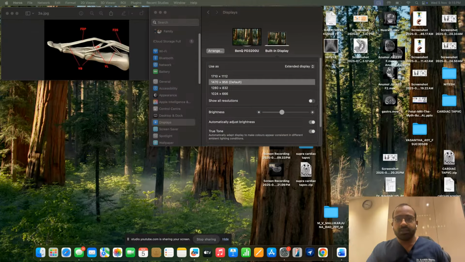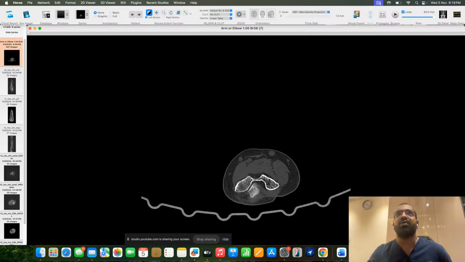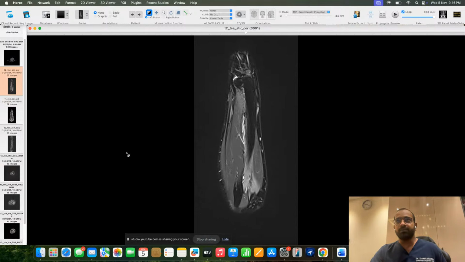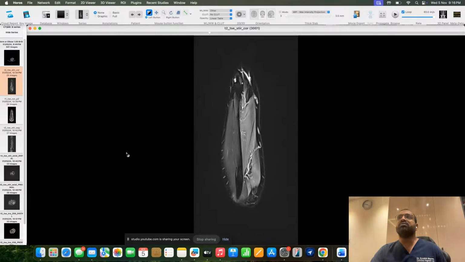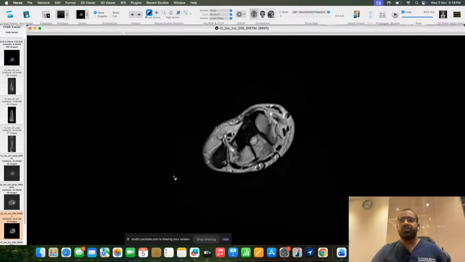So next case, what I wanted to show you is elbow joint. It's not so much an elbow joint, more of an arm and elbow. So forearm, more of a forearm case. What happened here? The patient had a wrist drop, with no significant history of trauma or injury. Periodically, over a period of time, the patient developed wrist drop.